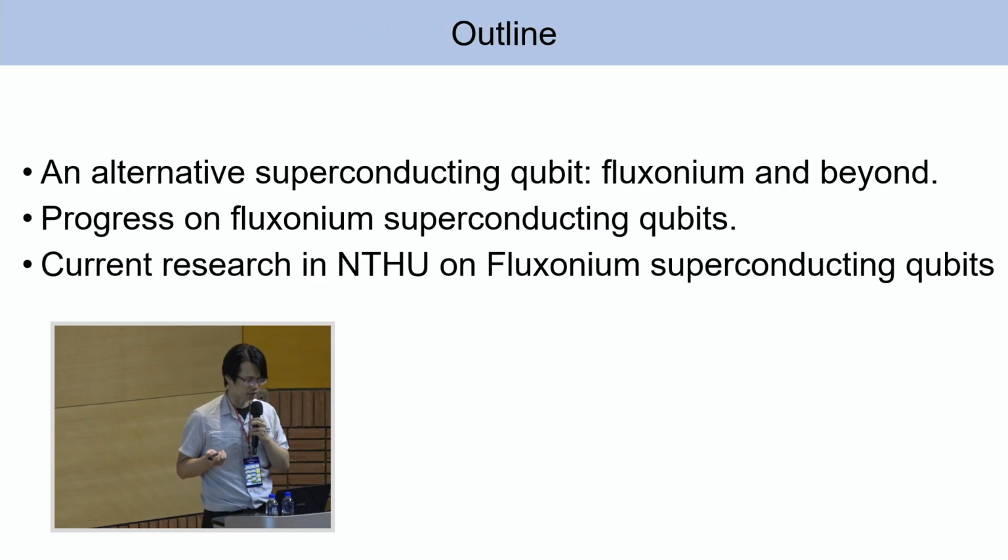Basically, this is the outline. Let me talk about an alternative superconducting qubit, which is the fluxonium qubit, and beyond. There are some types that go beyond the fluxonium qubits. Then I'll also take a look at the recent progress of fluxonium superconducting qubits. And finally, I want to introduce our research at National Tsinghua University on the fluxonium qubit. So let's talk about that.